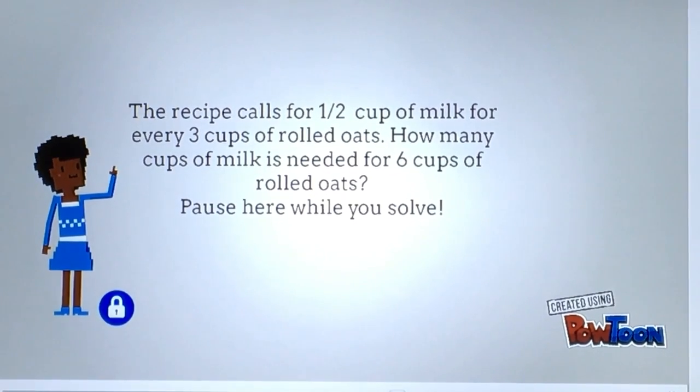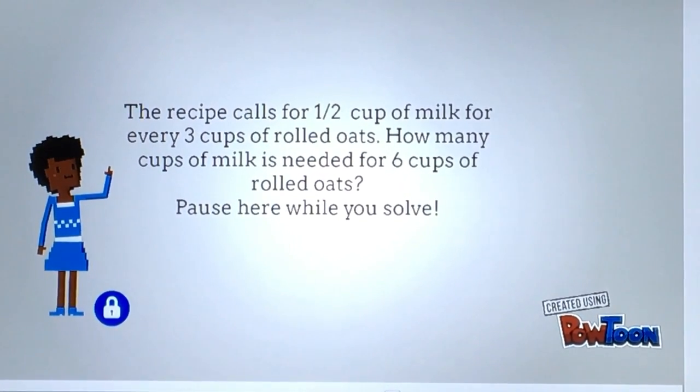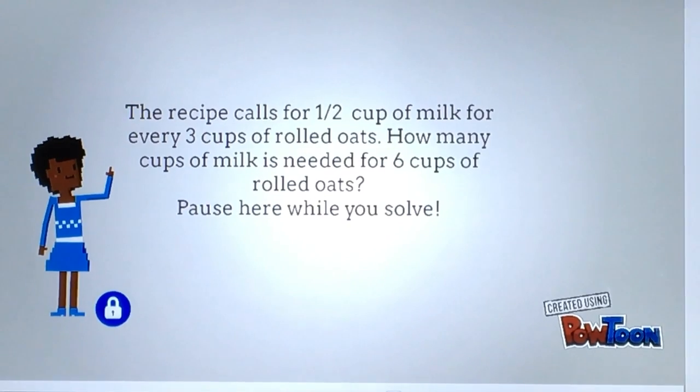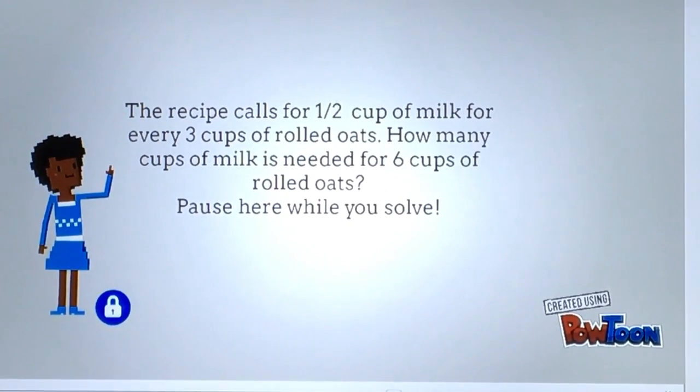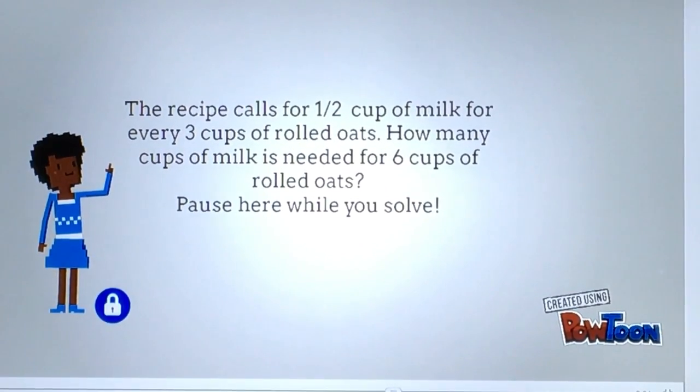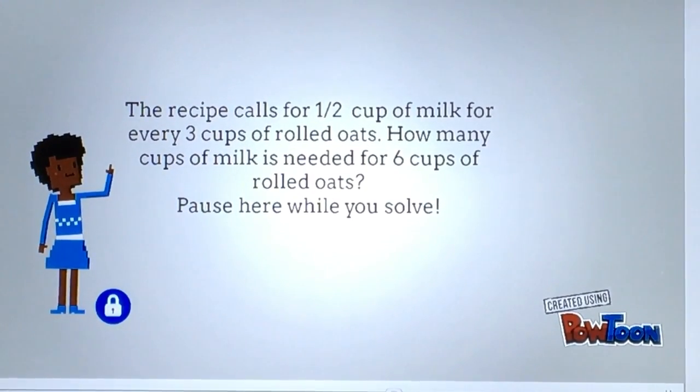The next problem says, the recipe calls for 1/2 cup of milk for every 3 cups of rolled oats. How many cups of milk is needed for 6 cups of rolled oats? Pause here while you solve.